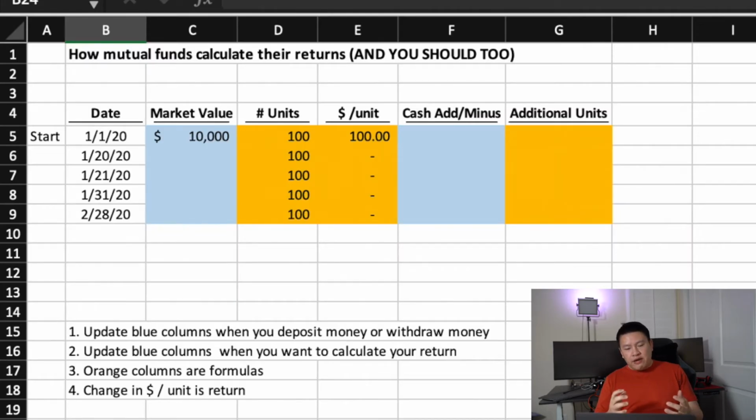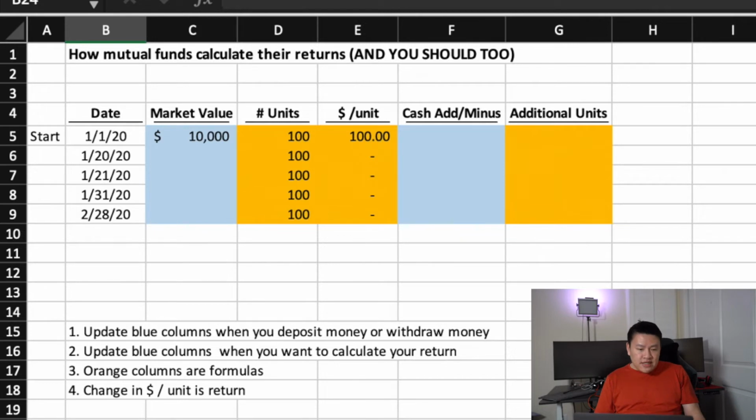This spreadsheet I'm showing you is similar to how mutual funds would calculate their returns. I actually have an identical spreadsheet like this that I've kept for multiple years that helps me accurately calculate how I'm actually doing with my investments and not just based on deposits that I'm making into my portfolio.